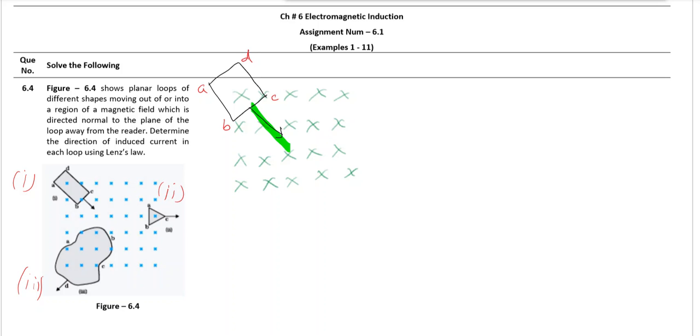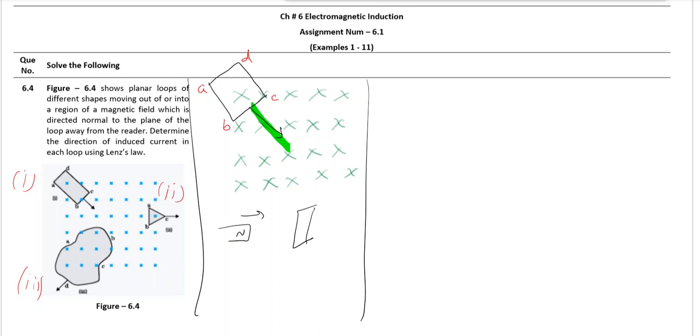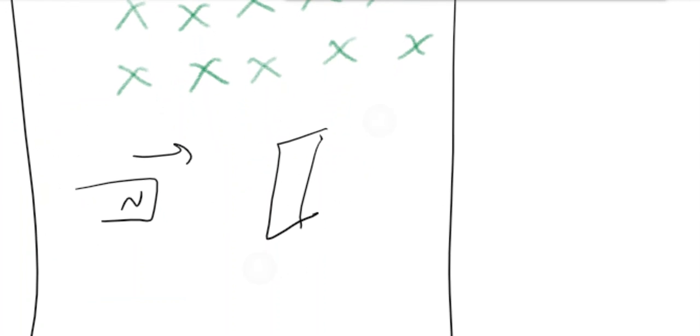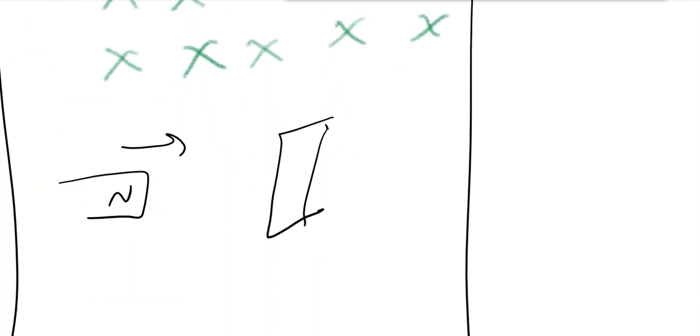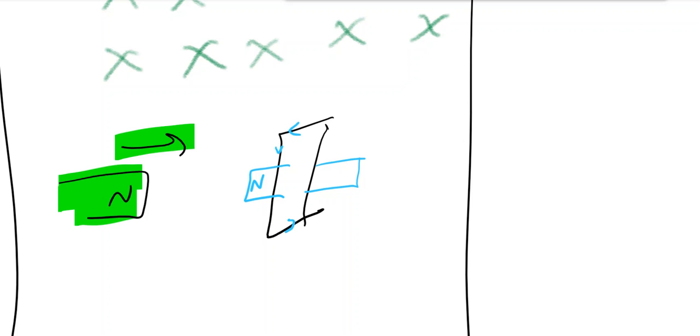Suppose here is a loop, and if you bring a north pole close to it, you are increasing the flux linked with the coil. And what can we expect in this situation? The expected nature of induced EMF is like this. The induced EMF should be in such a way that the field due to induced EMF opposes the change. What is the change? The external motion is increasing the flux, and only if the induced magnetic field is like this can it oppose the change. Hence the induced current must be like this.